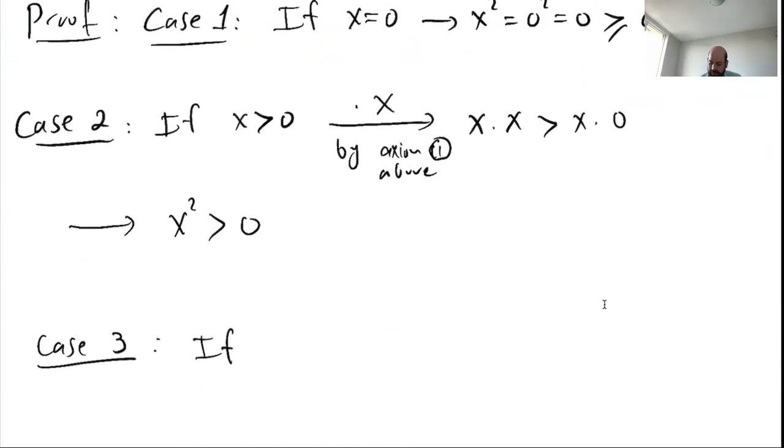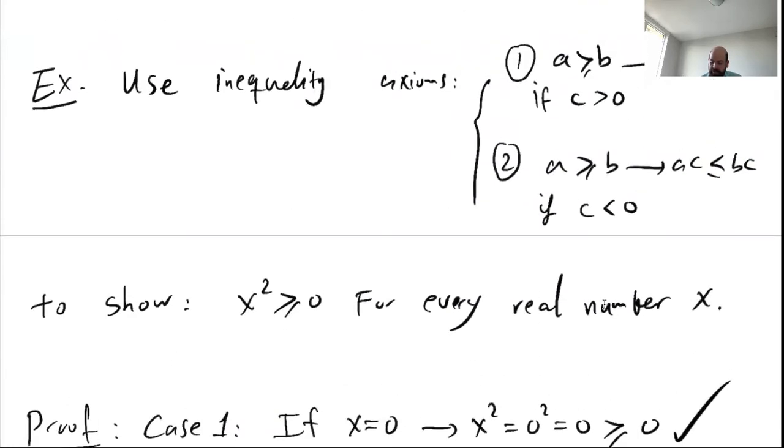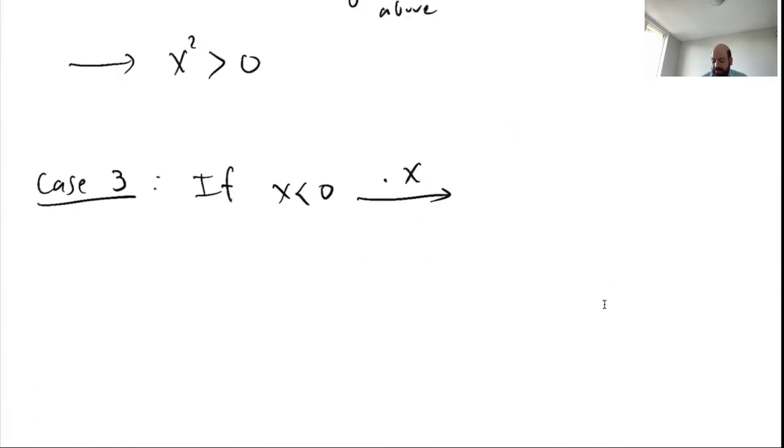If x is less than 0, then again I can multiply both sides by x. But this time I have to use axiom 2. Axiom 2 says if you have an inequality and you multiply both sides with a negative number, the inequality will flip. Well, x is right now negative. Why is it negative? Because this is my assumption in case 3.